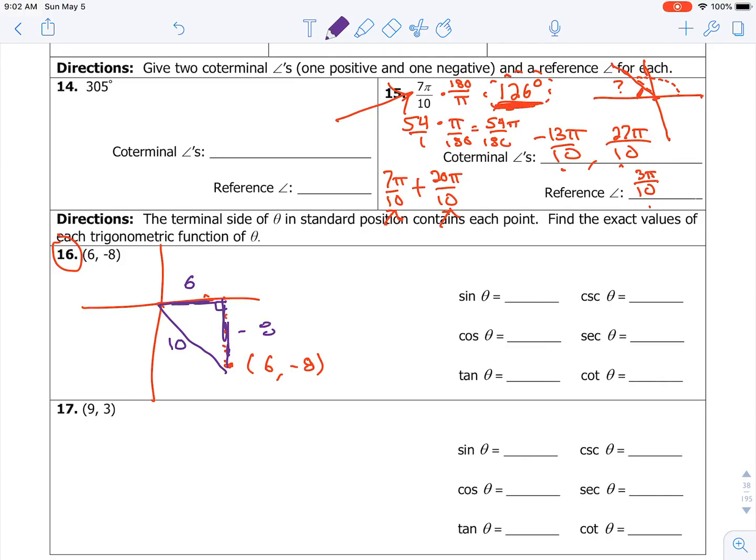Okay, so sine of theta. That'll be right here. Theta is the reference angle. So that would be -8 over 10, which is -4/5. If people mess up here, it'll probably be because they forget about the negatives. You can take it from there.